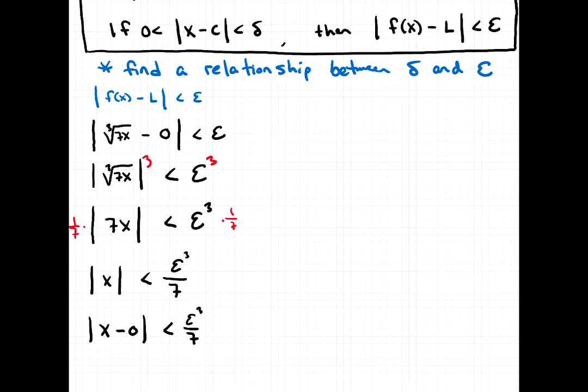We're done with the relationship between delta and epsilon, because now we have the absolute value of x minus c is less than delta. And so this is our delta. Let delta equal epsilon cubed over 7. Okay? So this is not the answer. This is not even the proof. This is just the side work.